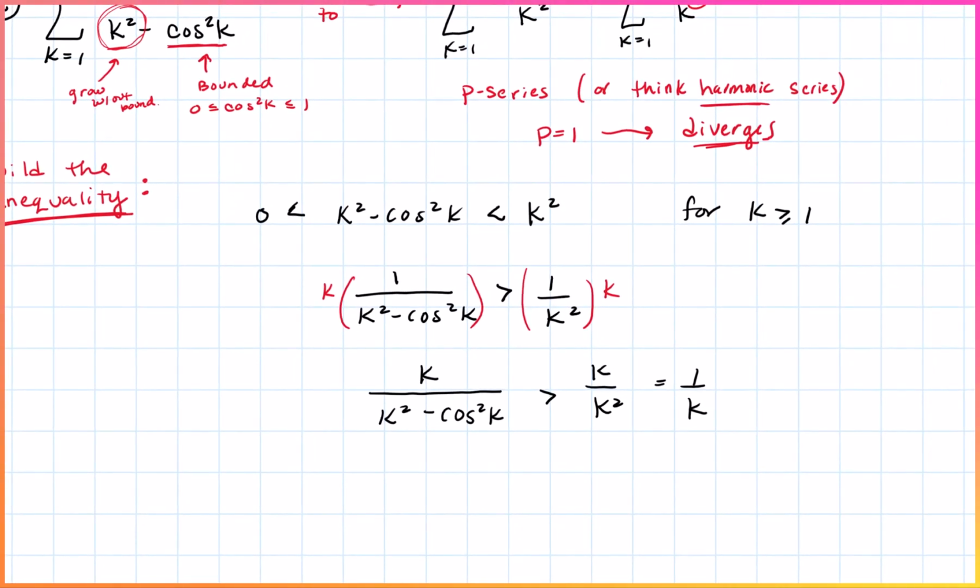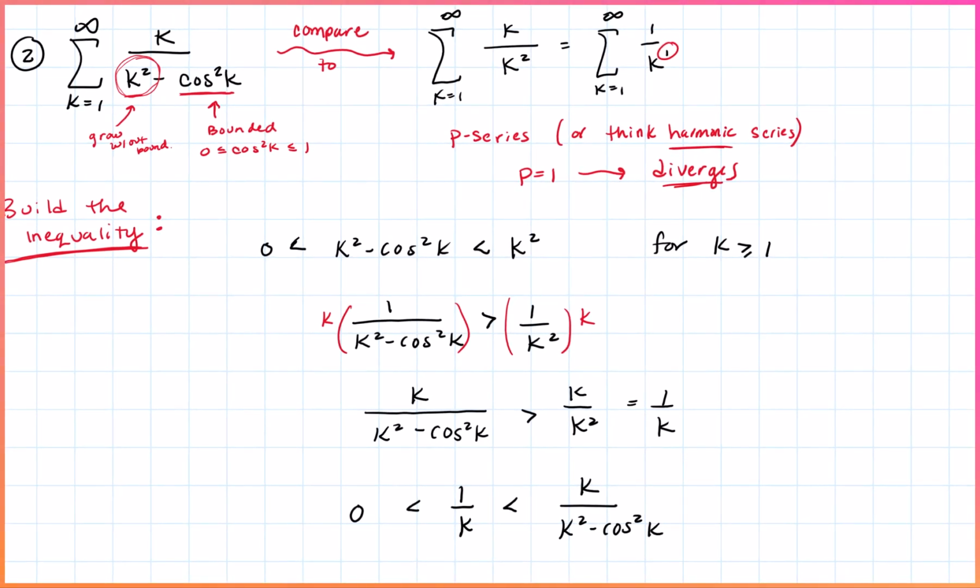Now I'm just going to rewrite the inequality, flipping it around. So 1 over k is less than k over k squared minus cosine squared of k. Now, we already talked about how that was greater than 0. These are positive terms, so I will just add that in. It is important that we verify before using the comparison test that they are only positive terms. And these are. So look at this. The smaller terms, the ones that are less than, are diverging, which is going to force the one that is larger to also be diverging.